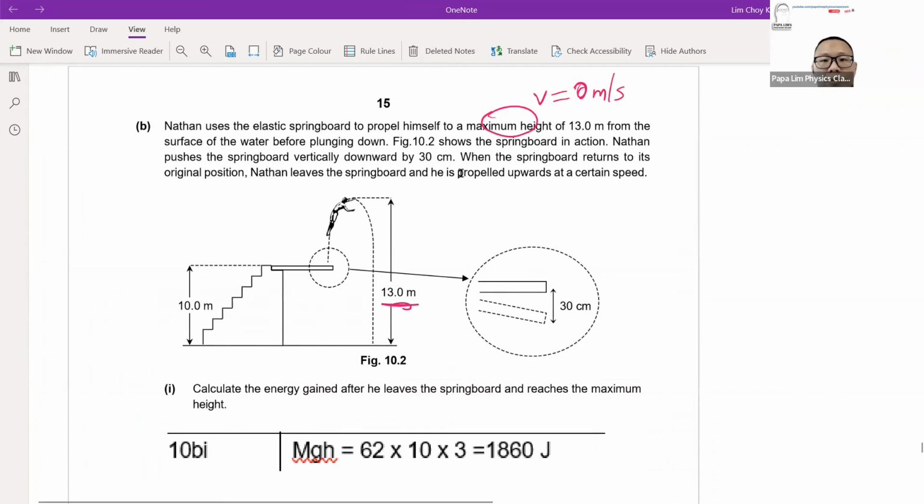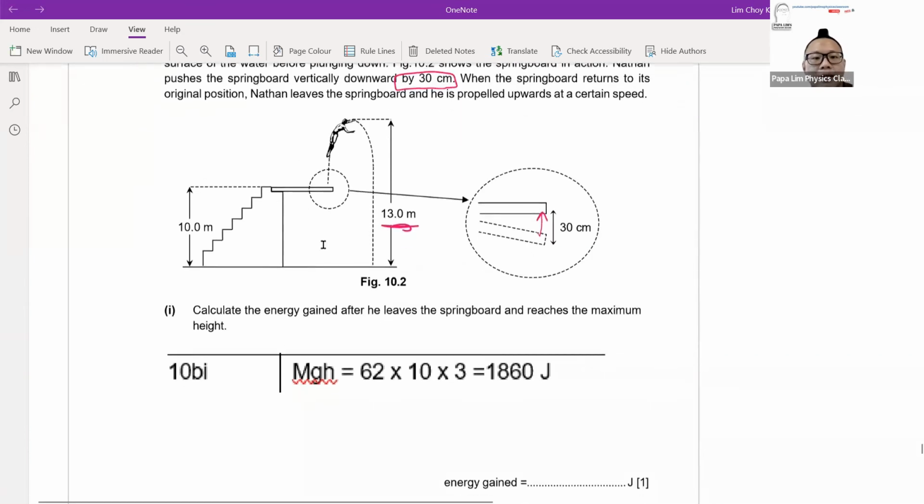Before he plunged, Nathan pushes the board vertically downwards by 30 cm. In return, the springboard returned to its original position and propelled Nathan upwards at a certain speed. So when the board returned to the original position, Nathan is being pushed up at a certain speed. What's the energy gain as he leaves the springboard? He leaves the springboard and reaches the maximum height.